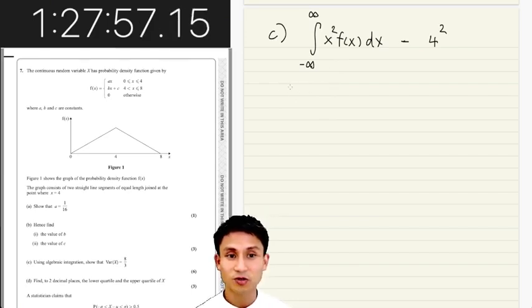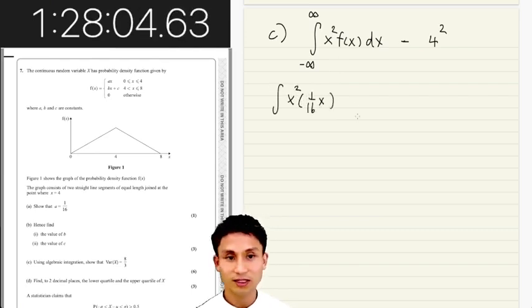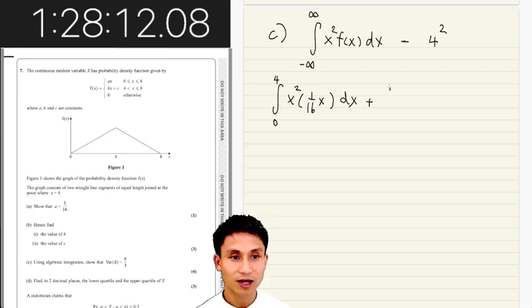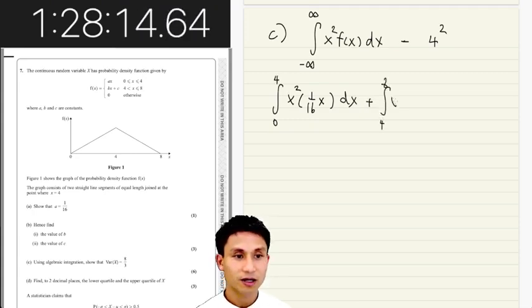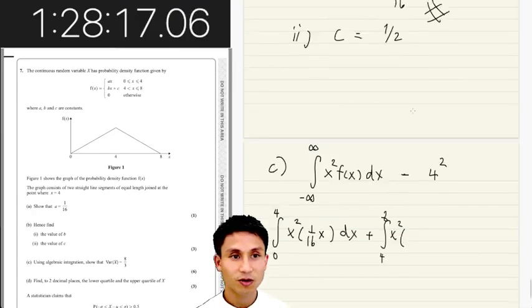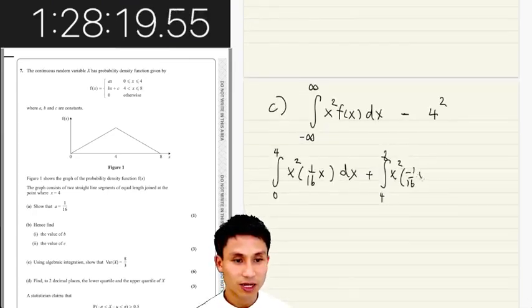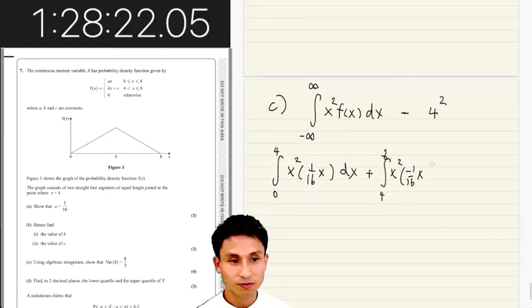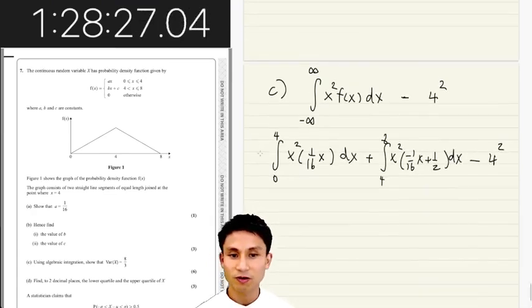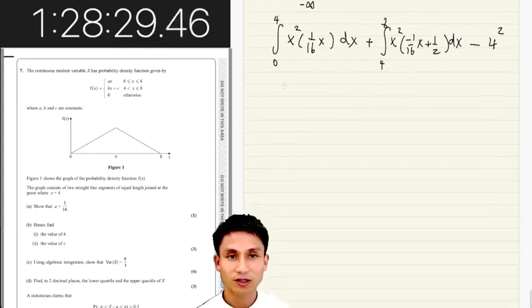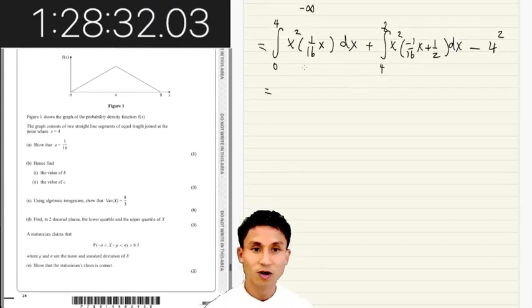Okay, this will split into 2 parts, right? So we are integrating x squared. The first part is 1 over 16 x, from the ax there, dx, integrating from 0 to 4. And then plus the other part, from 4 to 8: x squared, and then b is minus 1 over 16 x, and then c is plus 1 over 2. And then minus 4 squared. Whatever we get there should be the variance of x, as required. So we're going to prove that.